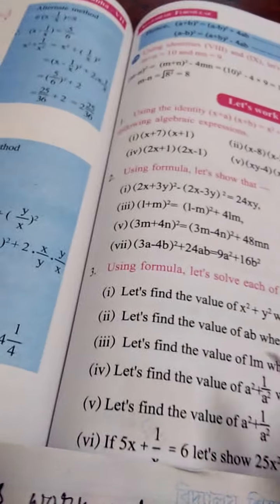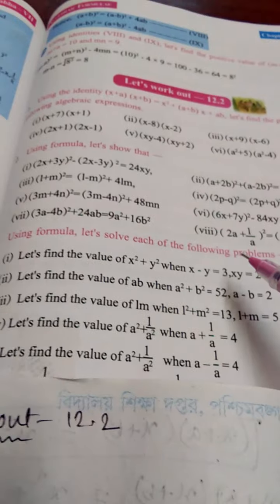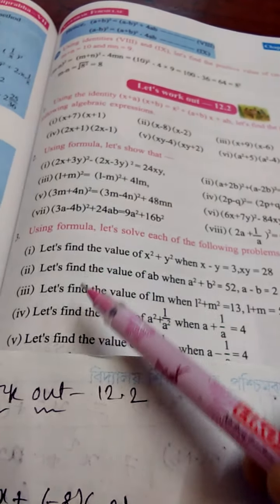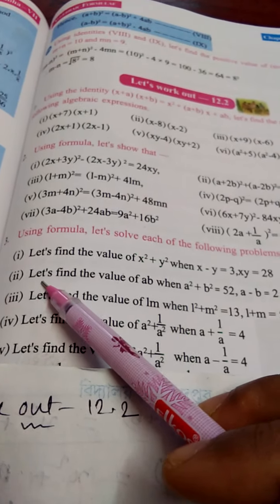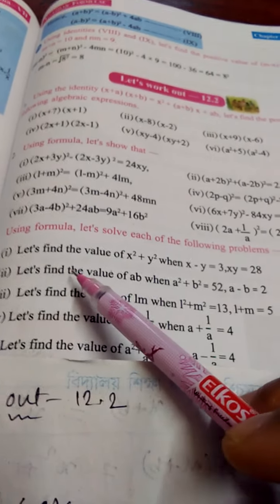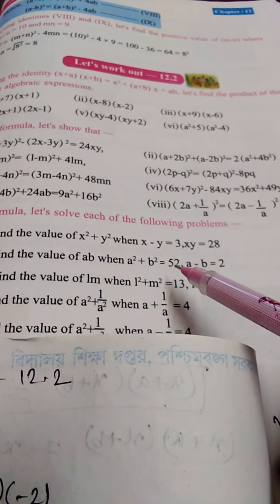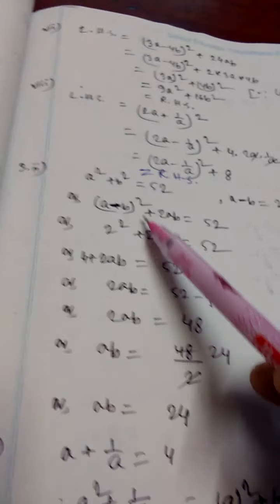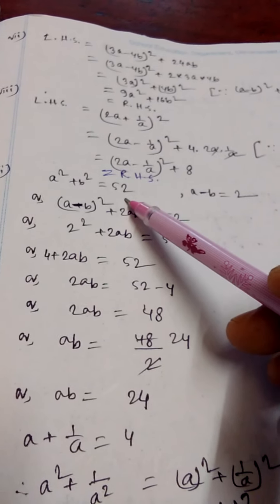Next, problem 3. Using formula, let us solve each of the following problems. Here, problem number 2 is given. Let us find the value of ab when a square plus b square equal to 52, a minus b equal to 2. And the solution is given here. a minus b equal to 2 and a square plus b square equal to 52.